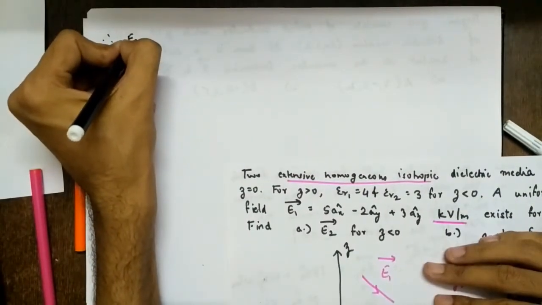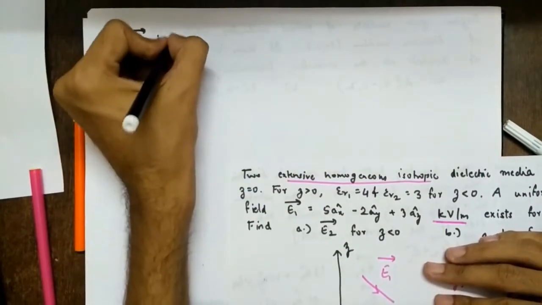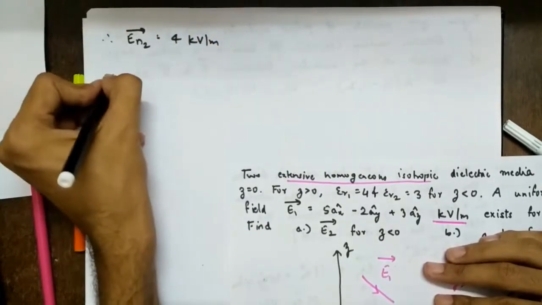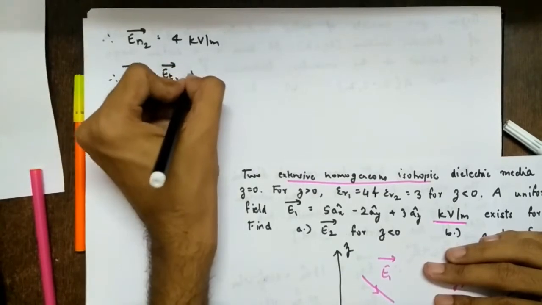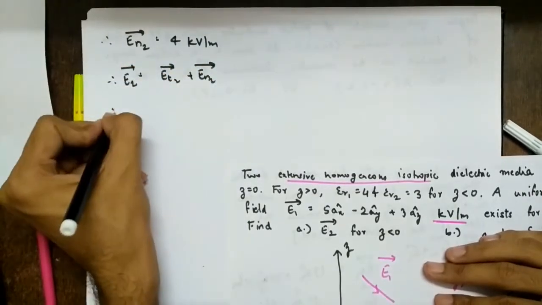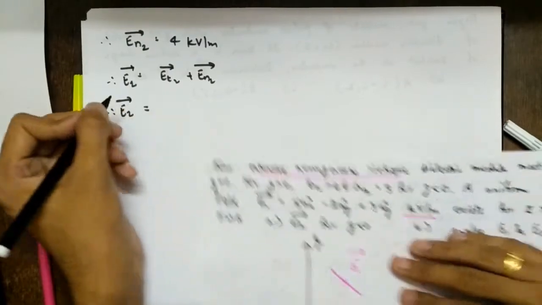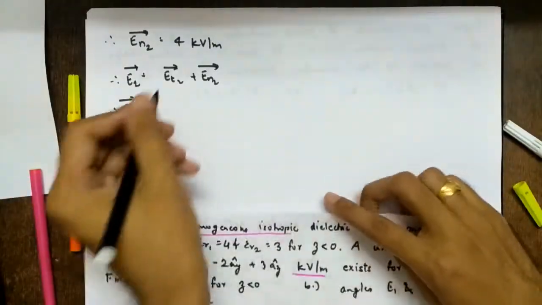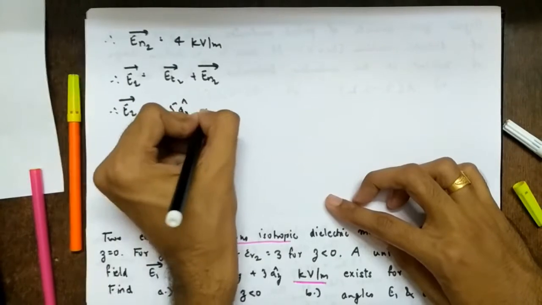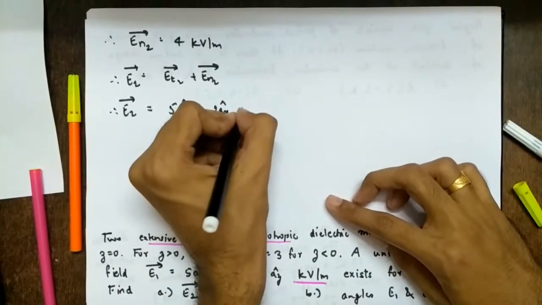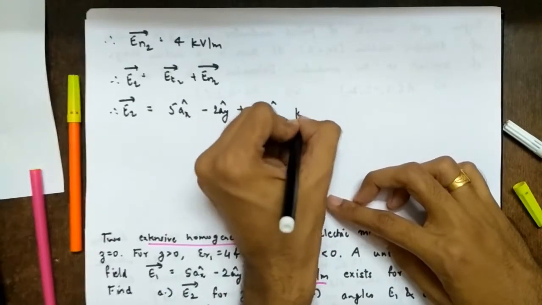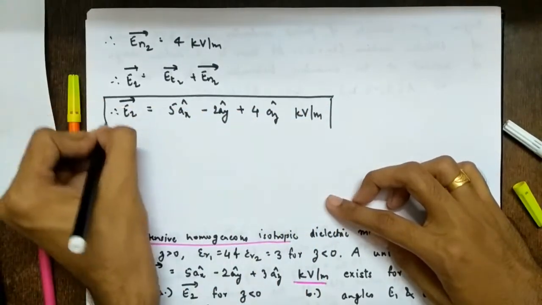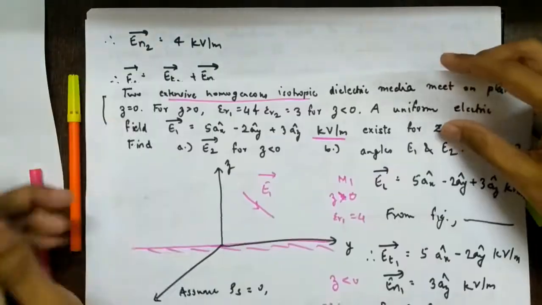So I will take a new page. Therefore En2 vector equal to 4az cap kilovolts per meter. So what is E2 vector? It is Et2 vector plus En2 vector. Therefore E2 vector equal to, what is Et2? 5ax cap minus 2ay cap, plus the z component 4az cap, together in kilovolts per meter. So this is our final required answer. So this was part A.